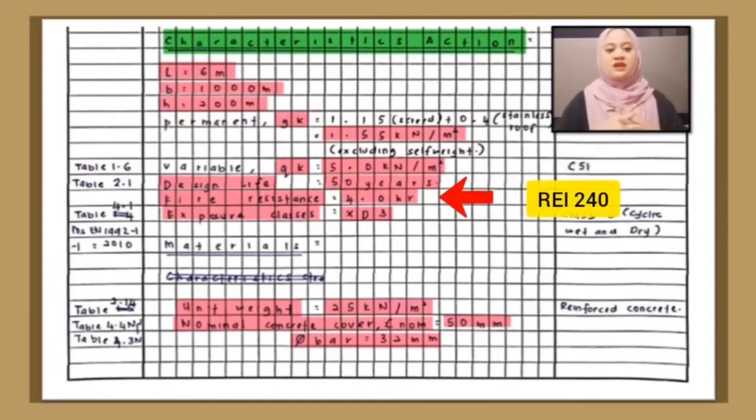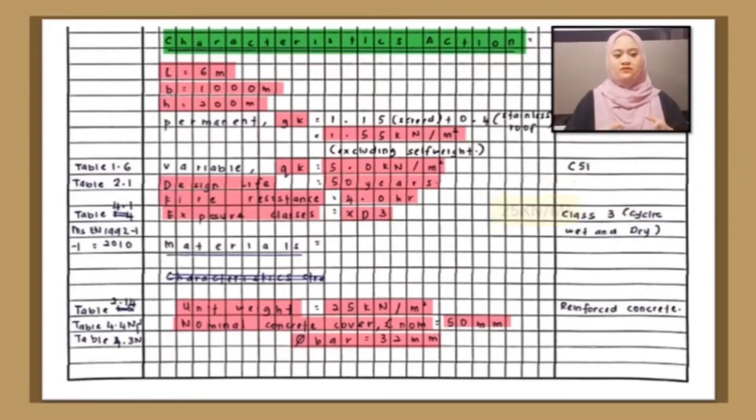Fire resistance REI 240, 4 hours. Exposure class XC3 based on the table. The unit weight is 25 kN per meter cube. Nominal concrete cover C0 is 50 mm, FCK is 30 Newton per millimeter square, FYK is 500 Newton per millimeter square. Diameter of bar is 32 mm. All of this refers to the table.